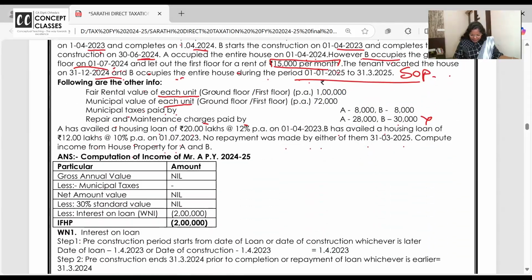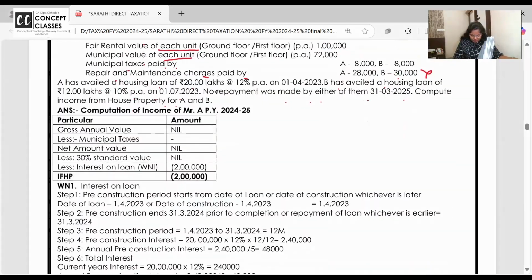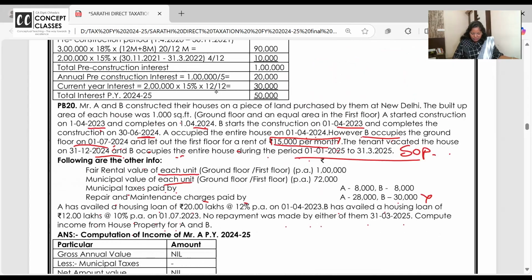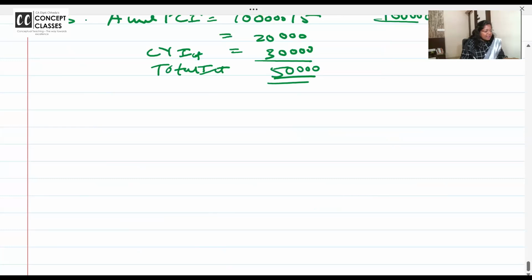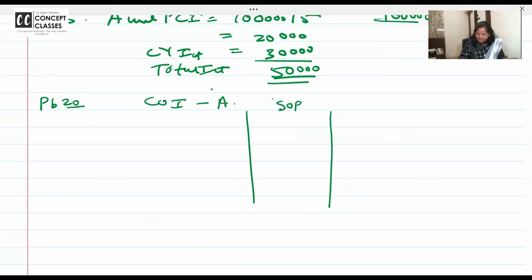But shall we take the pre-construction interest also for A? Yes, all these steps are worked out. I want all of you to check. Let us directly do it in the notebook. We'll compute income for both A and B, starting with computing the income for A. Because the house of A is a self-occupied property, directly you can start with GAV. Don't just write the steps because you know them very well; you'll be wasting your time in 3 hours.